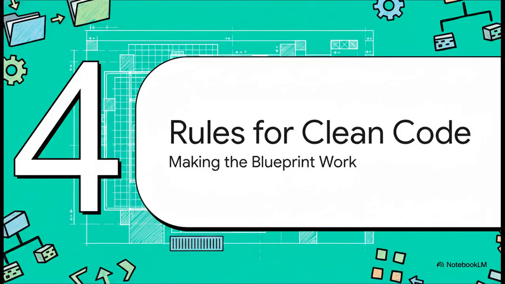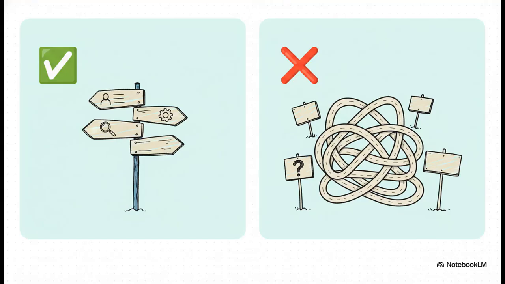So, having the folders is one thing, but making this blueprint truly work, well, that takes some discipline. This brings us to the rules for clean code. These are the principles that really bring the structure to life. Let's start with something that seems so small but has a massive impact. Naming. Just look at the difference here. Good names like account list or case details tell you exactly what the component does, right? But bad names like test1 or mycomp, they just create confusion and technical debt. Meaningful names are such an easy win for readability.